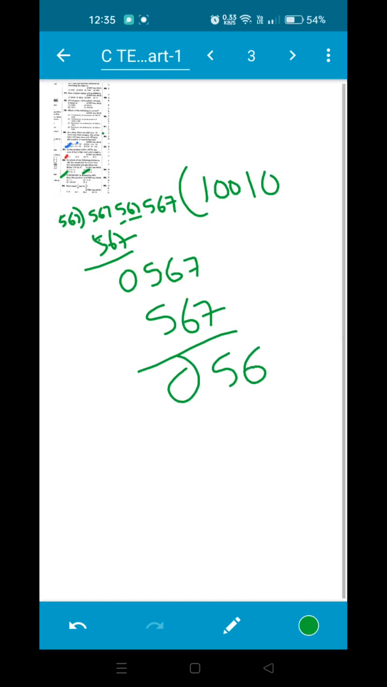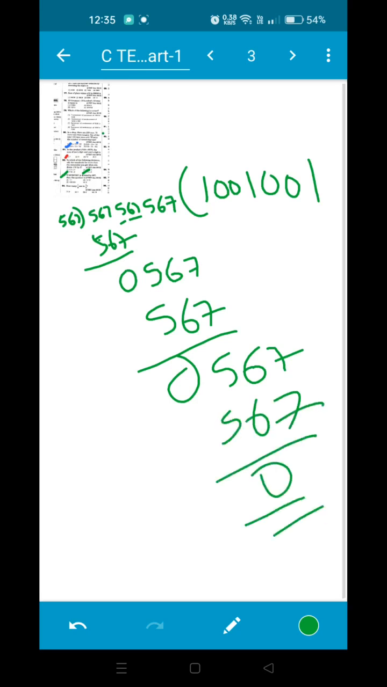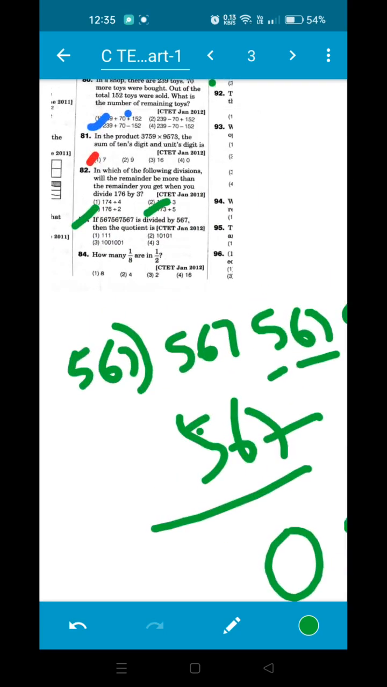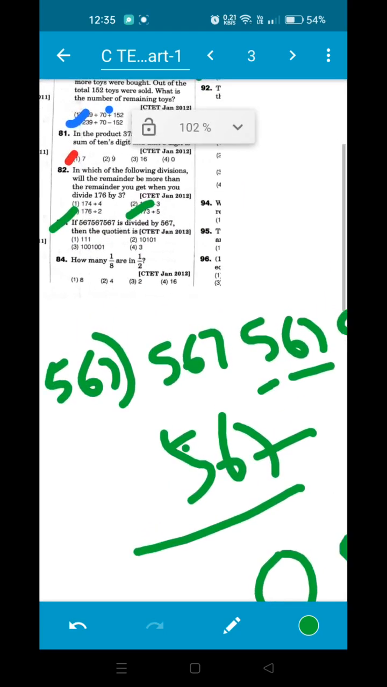Next one more digit I kept. That is also smaller. So keep 0. Again next digit, so 1 you have to keep. Then the remainder is 0. Then what is the question here? We have to find out the quotient. So what is the quotient here? 100, 100, 1. So option 3.